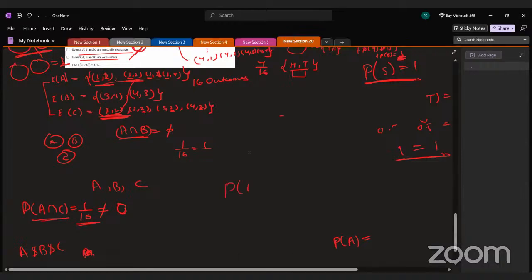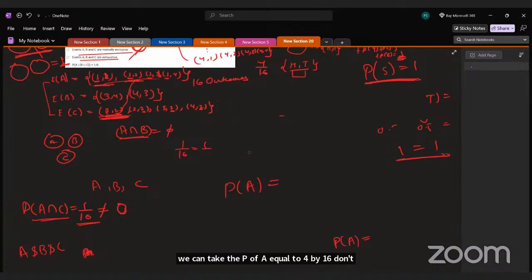Okay, so we can take that probability of P of A equal to 4 by 16. We don't need to simplify it. It will help us in calculations. P of A equal to 4 by 16, P of B is 2 by 16, and probability of C is 4 by 16 again.